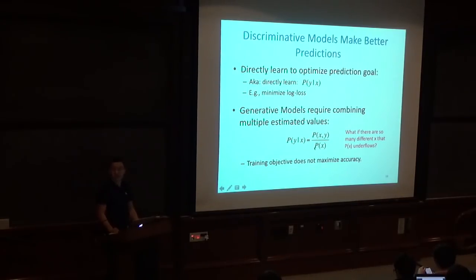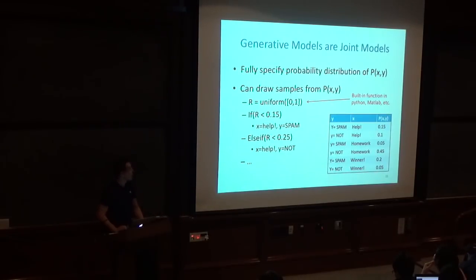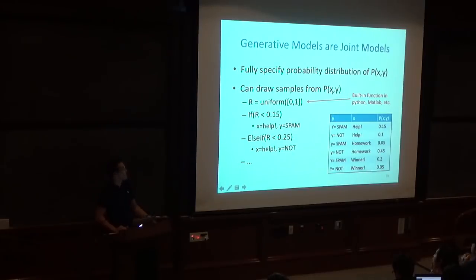Okay, so the benefit of generative models is that they're joint models. I can fully specify the probability distribution p of x comma y. What does that mean? Suppose I want to create a new data set of x, y pairs that looks like the x, y pairs that I collected. How do I do that? Well, if I have a good model of the joint distribution of all the variables in the data set that I sampled from, then I could sample from this model.